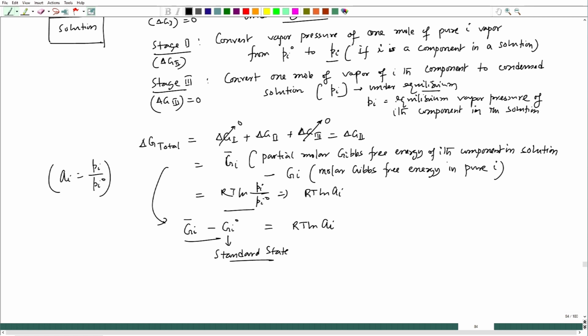Once we have this particular relation, this difference delta G, remember this is with respect to the ith component. Since it is basically a partial quantity, we are talking about only the free energy change due to the solution formation of ith component. So, we can write this one as delta G bar with reference to I, for the mixing, where M is basically mixing. That becomes, for the ith component, RT ln A I.